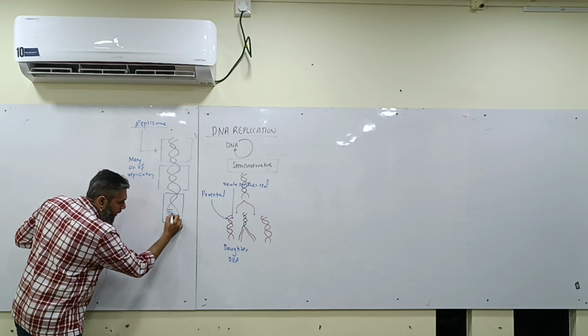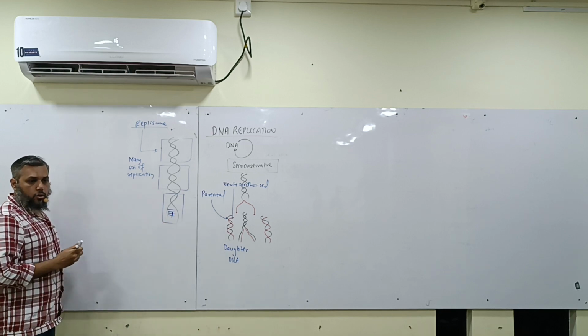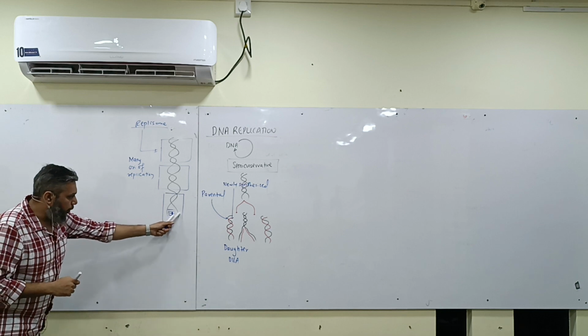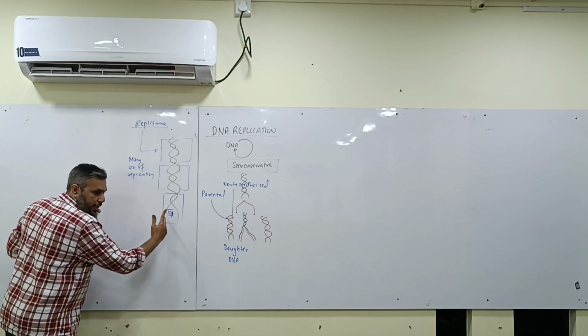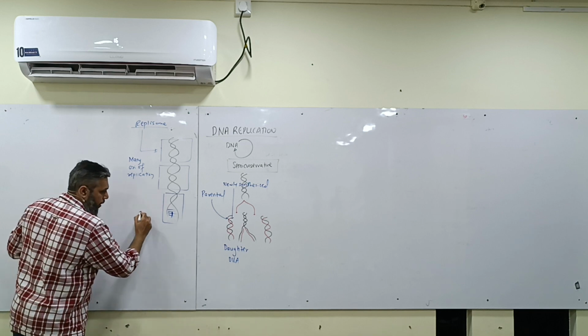In order to replicate the DNA, I need to first break the hydrogen bonds between the 2 polynucleotide strands. So then I'll nick them, I'll cut them, I'll give a nick.